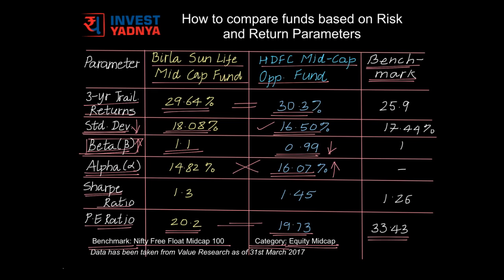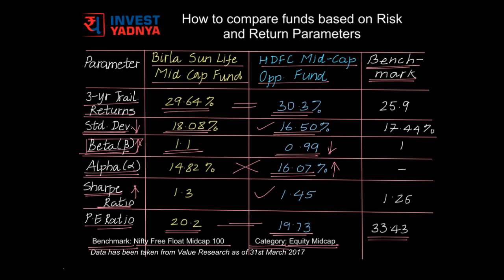Moving on to Sharpe ratio. Sharpe ratio tells you the amount of returns generated per unit of risk taken. So, a higher Sharpe ratio is what is desirable. And so, HDFC Midcap Opportunities Fund scores here.